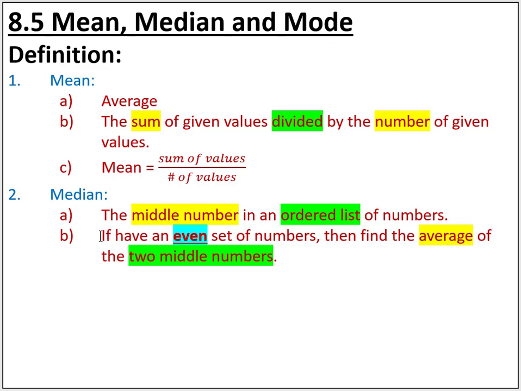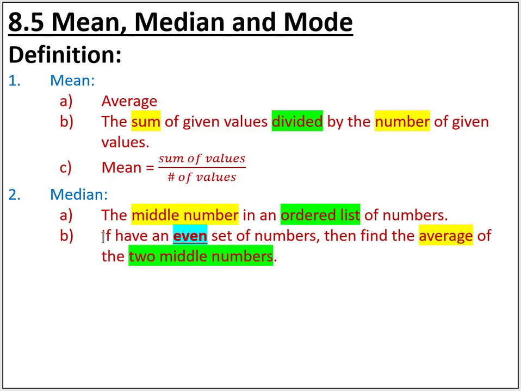However, if you were given an even amount, say you have 10 numbers or 22 or 8 numbers, what you need to do is first put it in order. Once you put it in order, then you would find the 2 numbers in the middle, and then you find the average of the 2 middle numbers. Once you find the average of the 2 middle numbers, that will be the value for your median.